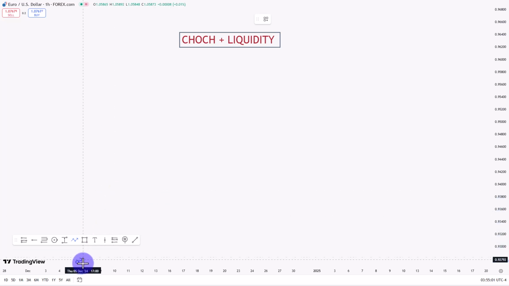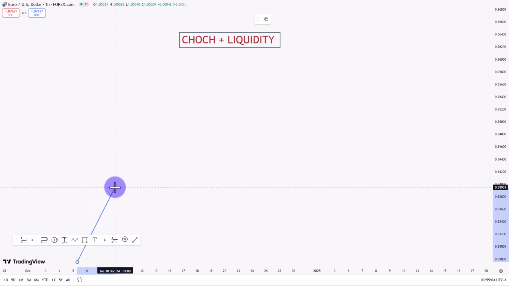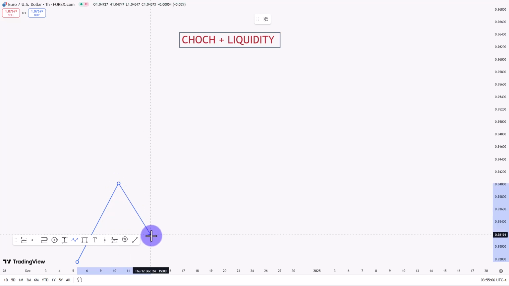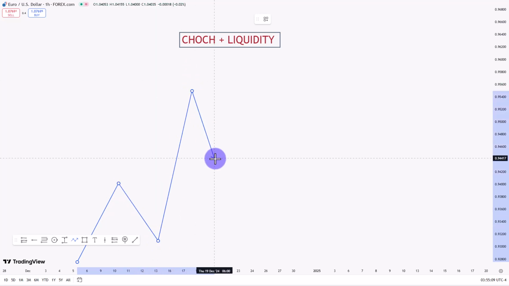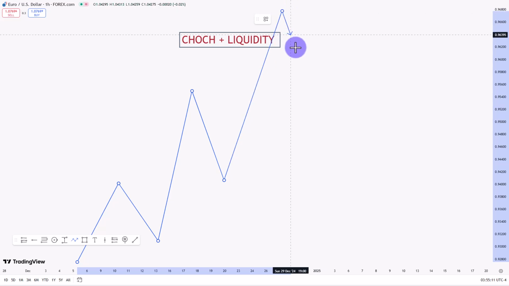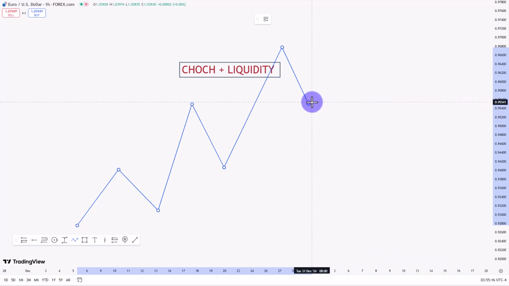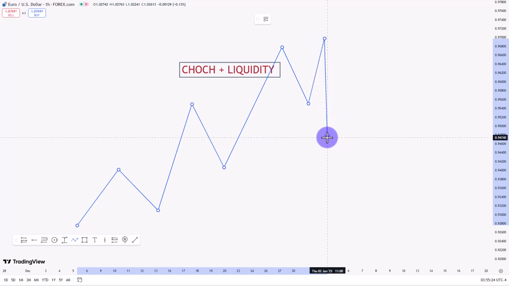In a bullish market structure, you anticipate price action to continually form higher highs, higher lows, higher highs, higher lows. This is what a typical bullish market structure looks like. Then at the time where we see price action take out the previous higher low and give us a close below that higher low, that is called a change of character, or shift in market structure.